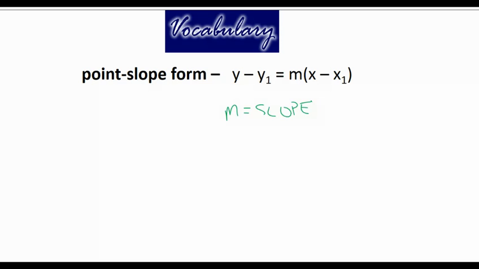Notice the name of the equation is point slope form because in this equation you know a point and you know the slope. The slope is just m. The point is going to be x1, y1. That is the point. So those two things are all we need to know. So let's see it in action.